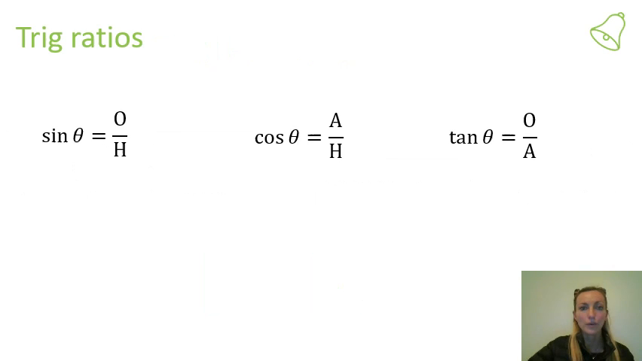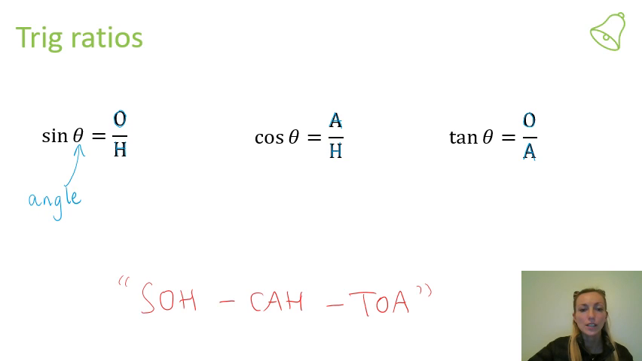Just to recap from Tuesday, these are our trig ratios: sine, cos and tan. Now remember, this little symbol here stands for the angle, and the O stands for the opposite side, and the H is the hypotenuse when labeling the triangle. Cos is adjacent over hypotenuse, and tan is opposite over adjacent. So how we remember these trig ratios is SOH CAH TOA.